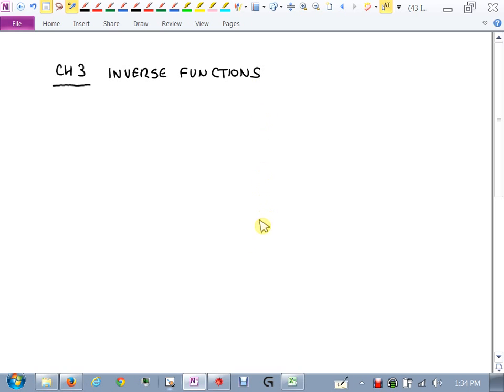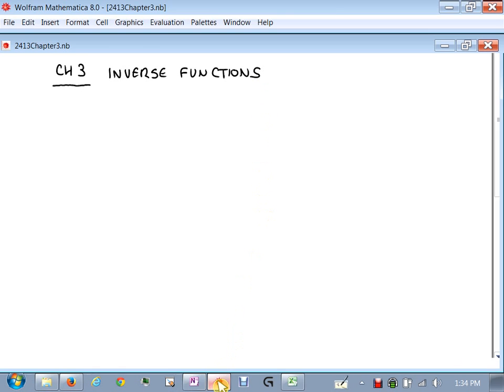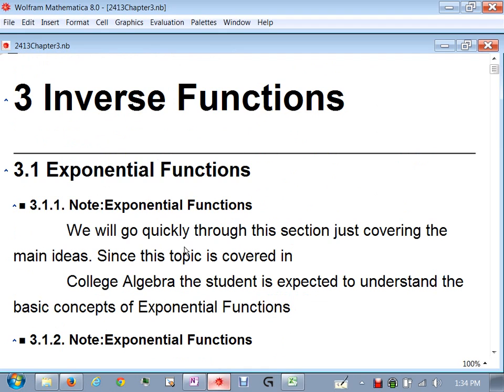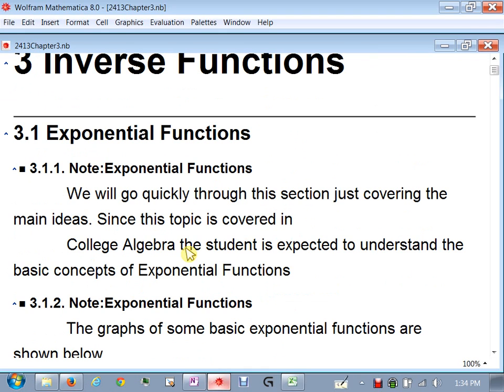Now, I have these lecture notes that you hopefully have been following, and this is chapter 3, Inverse Functions. I'm just going to breeze through this because the first two sections, 3.1 and 3.2, are all review from college algebra. I'm not going to get into big-time detail. But there are some major concepts we need to remember, and it's been a long time, so let's just review them real quick.